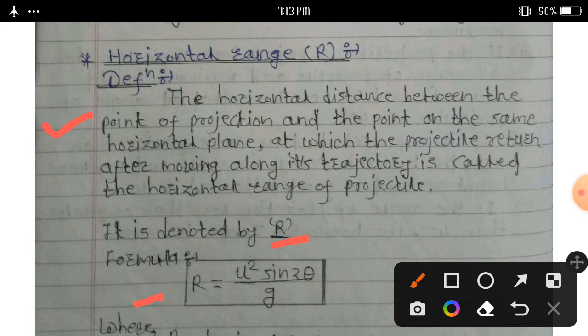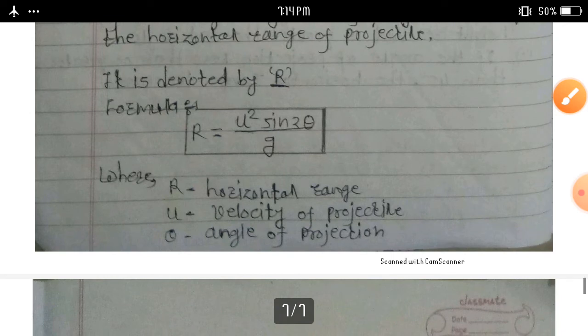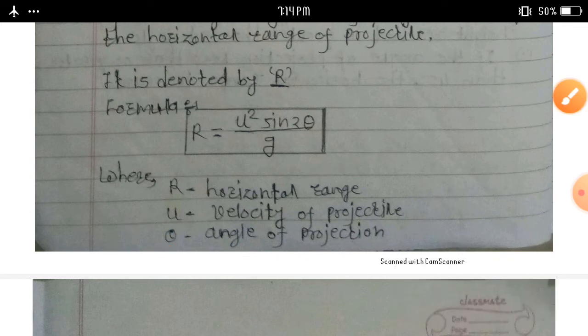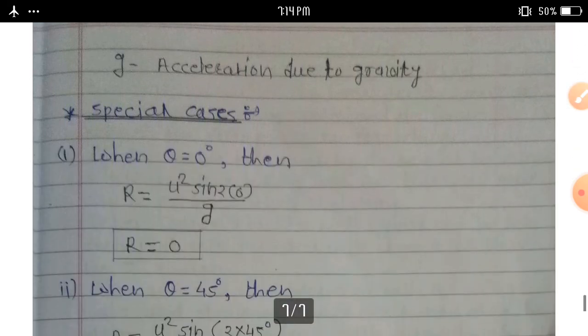The formula for horizontal range is given here. Capital R is equal to u square into sine 2 theta upon g. Here capital R is the horizontal range, small u is the velocity of the projectile, theta is the angle of projection, and small g is the acceleration due to gravity. With this formula we can calculate the horizontal range of a projectile.